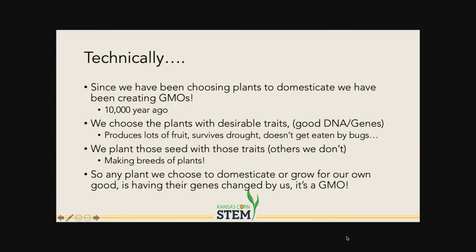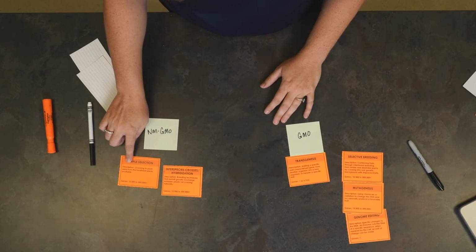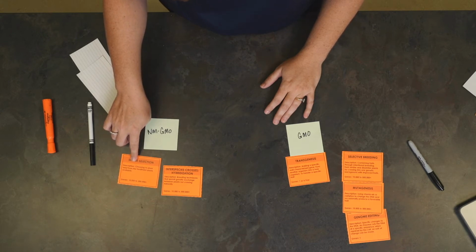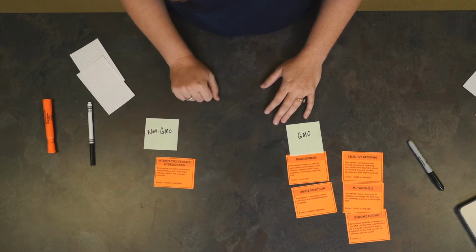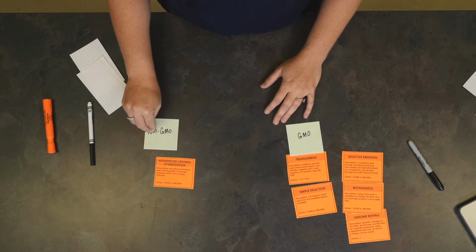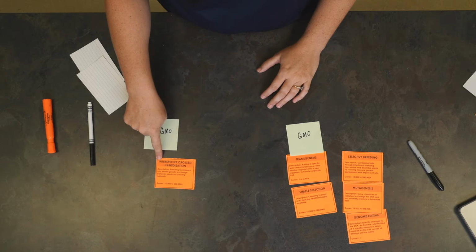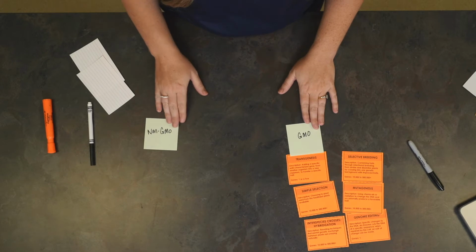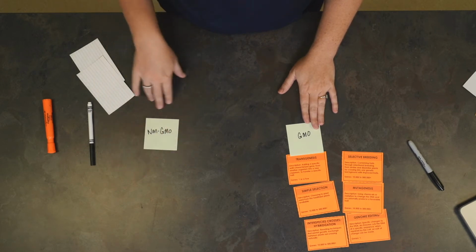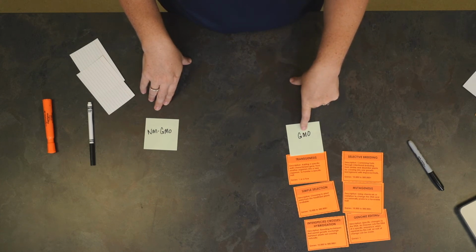So let's look back at our cards. So these cards with simple selection, we're still choosing what traits we want to see. But if we weren't there, maybe Mother Nature wouldn't have come up with that combination. So we changed those genes. Same thing with interspecies crosses. By taking a plant from one location and putting it somewhere else, we are transplanting those genes. If we hadn't been there, those changes wouldn't have happened. So technically, as we look at our cards, we move all of our cards from non-GMO to GMO, specifically looking at that definition of modification.